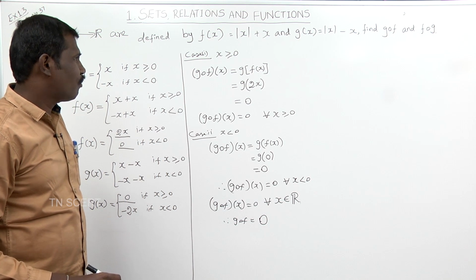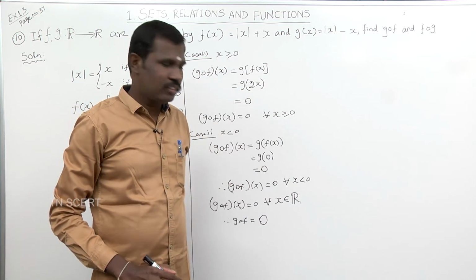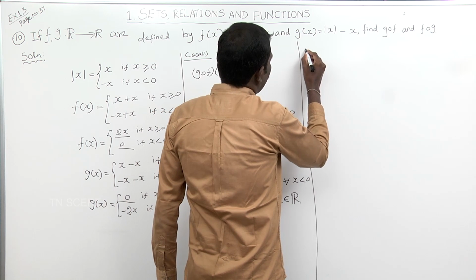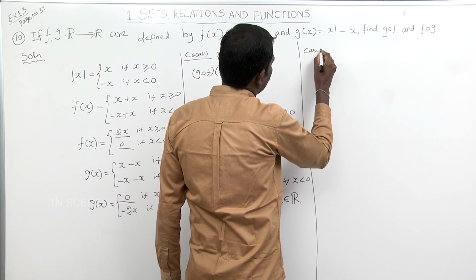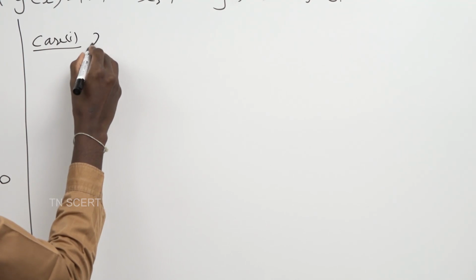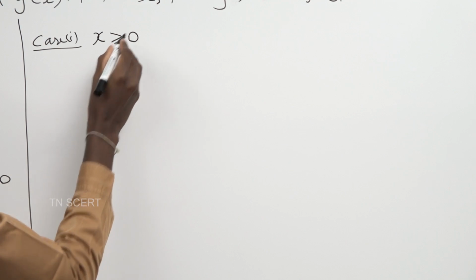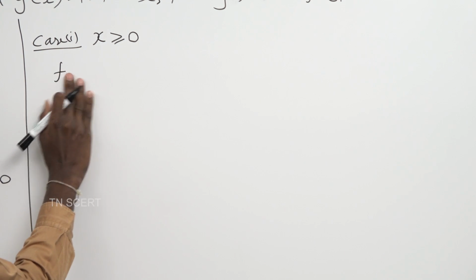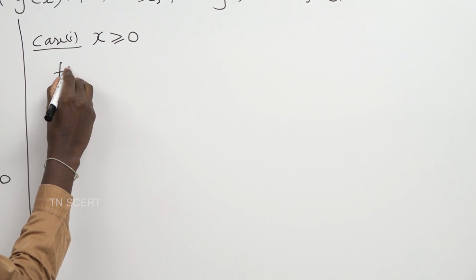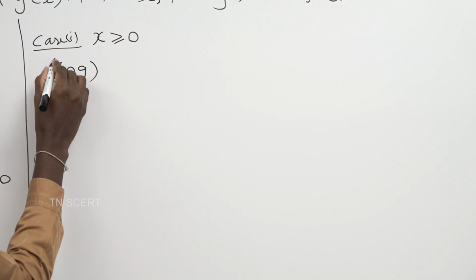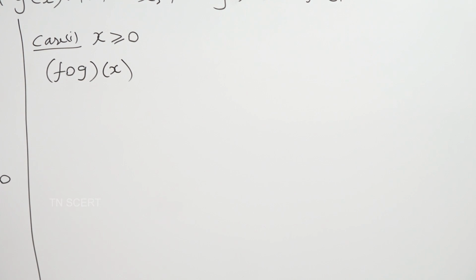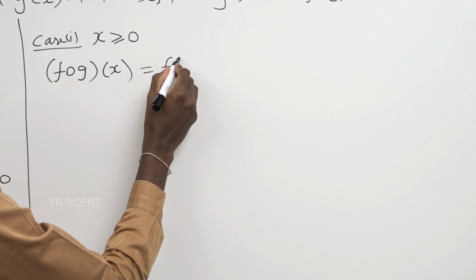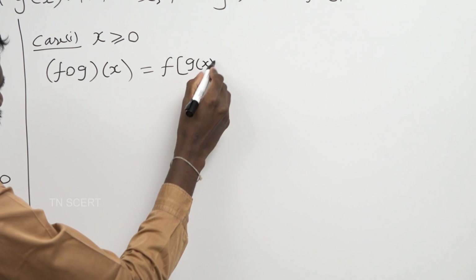Now, let us find the value of f composite g. Here also we have to consider two cases. Case 1, x is greater than or equal to 0. F composite g of x. That is, by the definition, f composite g of x is equal to f of g of x.